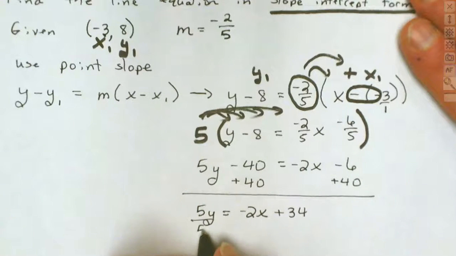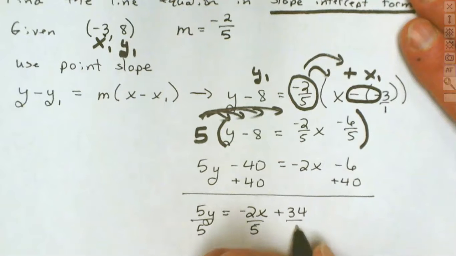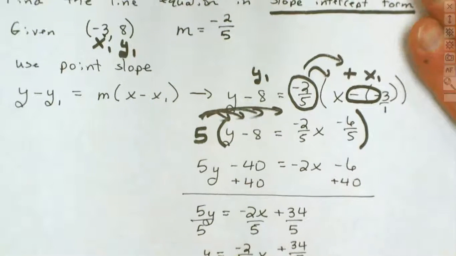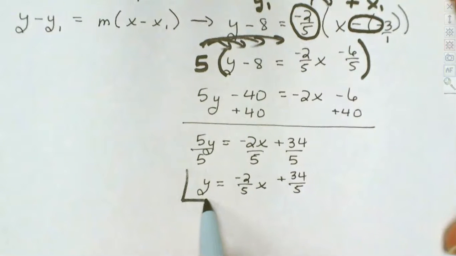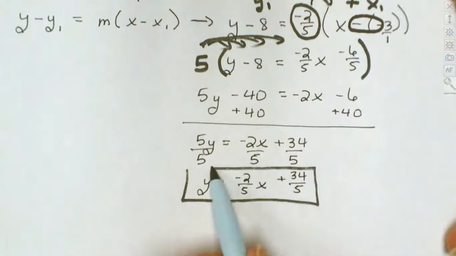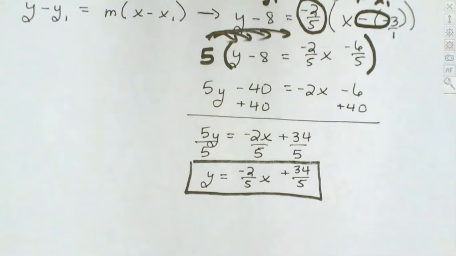We'll divide by our 5, and this is our answer now in slope-intercept form, which is minus 2/5 x plus 34/5. That is your answer now in slope-intercept form. And these do take a bit because it's all algebra. So we're not graphing these, we're just finding the equations. So we just have to use a lot of algebra.